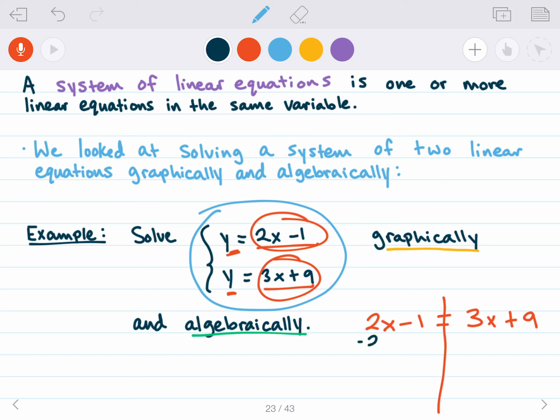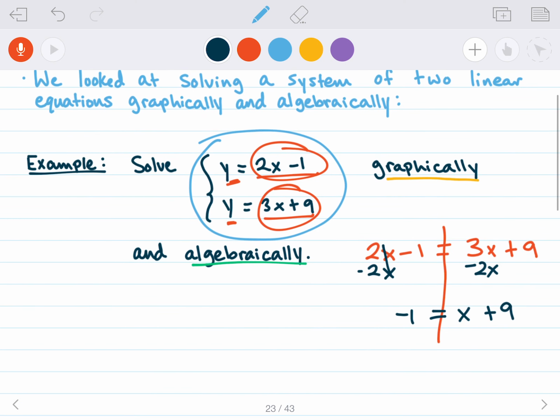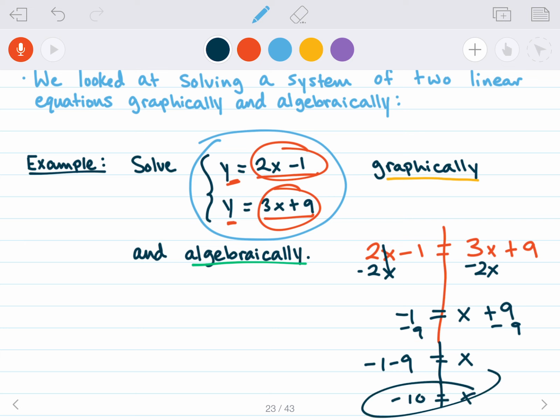So we could subtract 2x from both sides, and we get negative 1 is equal to x plus 9. Then I'll go ahead and subtract 9 from both sides to get x is equal to negative 1 minus 9, which is negative 10. And we indeed got that graphically. So that's how we can solve a system of linear equations.